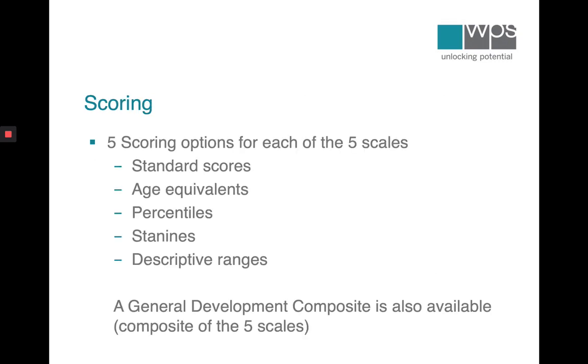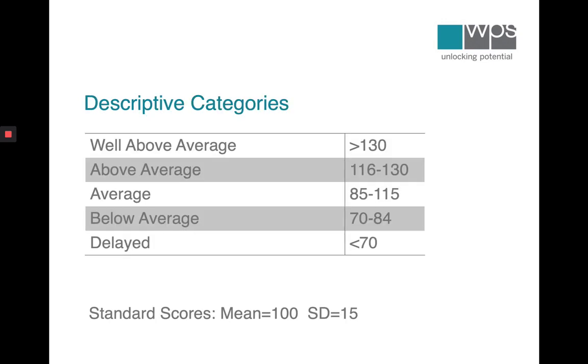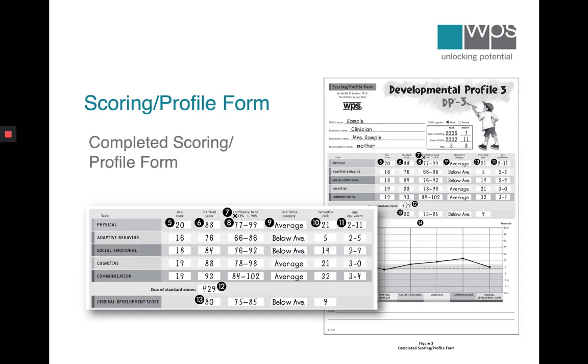There are 5 different scoring options for each of the 5 scales, with standard scores, age equivalents, percentiles, stanines, and descriptive ranges. And then you're going to get the overall general development composite, which is based off the score of those 5 subscales. The descriptive categories for the DP3 are easy to use and understand, with an average score being 85 to 115 and having below average or above average scores. Scores below 70 are referred to as delayed.